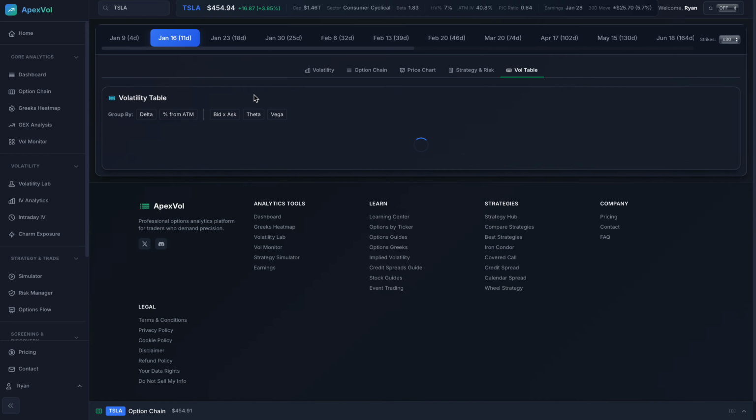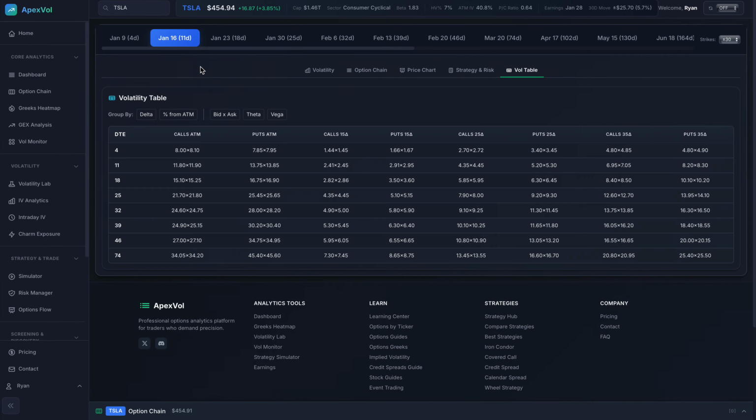Lastly, within this, we have the vol table. It's quite a good table in my opinion. It's very intuitive, and it helps to show where strikes are across different expirations at different delta points. So the way we read this is for the 4-day to expiration, the at the money calls and puts are priced at 8.85 mid price and 7.90 mid price, calls and puts respectively.